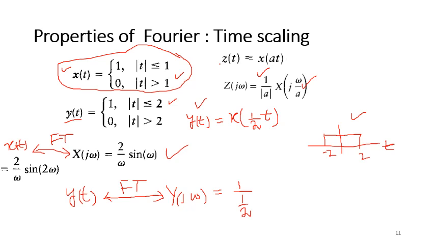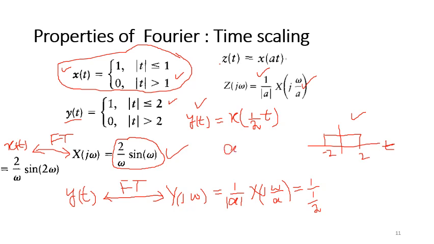I hope you understand, or should I go stepwise? Right, okay, I write it stepwise. So this is how the relationship is. So it will come into 1 by 1 by 2, and x of j omega by a. So this is x of j omega, right? So that means we replace omega by a, right? So omega by a is how much? A is basically 1 by 2, right? This is the scaling factor.